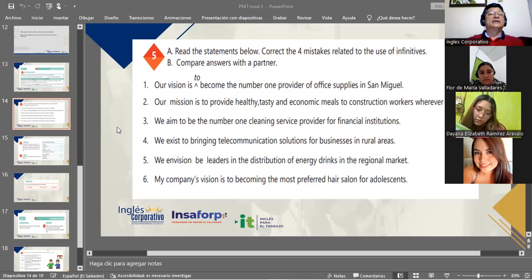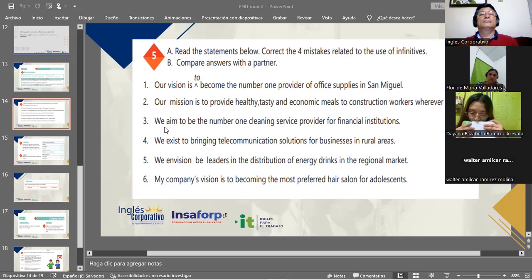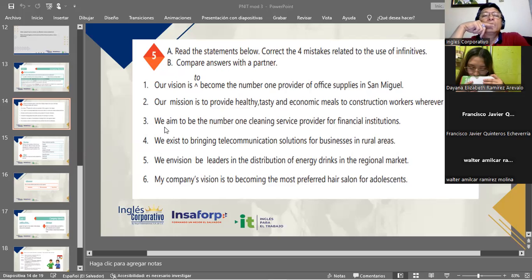Okay, group number two, I have Adriana and Sergio. Is number three okay? We aim to be the number one cleaning service provider for financial institutions. Is it okay? Three is incorrect. We aim to be the number one to clean service provider for financial institutions. Okay. What is the mistake or what is the correction? Sería, we are to be. We are to be. Uh-huh. Okay.